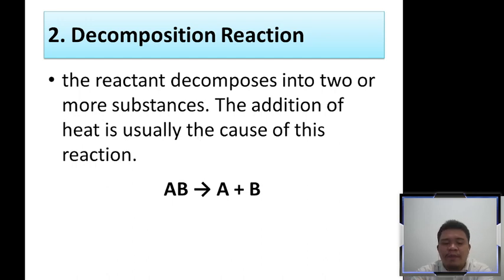So in here, AB, which is a single compound, is considered the reactant. Now it decomposes, and the products are the components of the reactant from the left side, which are A plus B. So let's look at some examples for that.